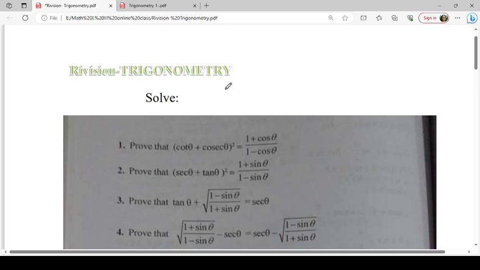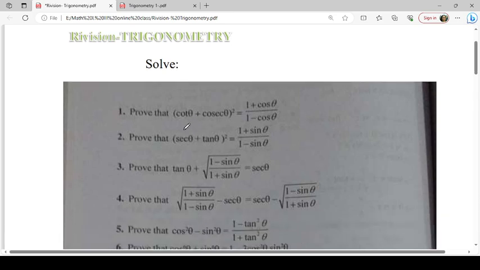Trigonometry. This part is only for revision. This is the revision for those included in the school syllabus, class 9, I think.